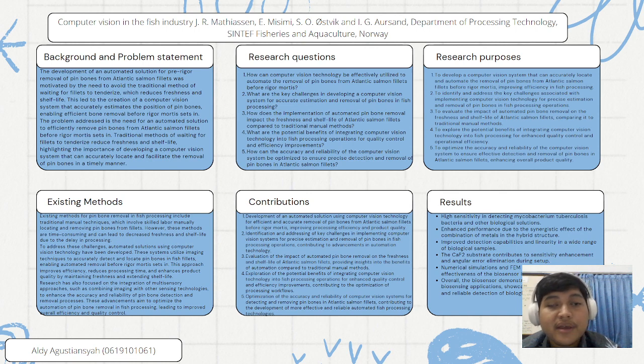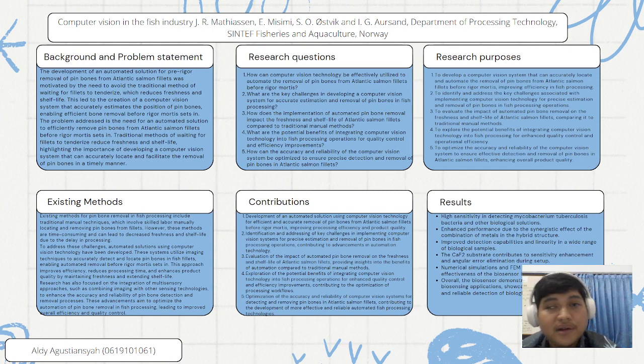The problem addressed is the need for an automated solution to effectively remove pin bones from Atlantic salmon fillets before rigor mortis sets in. The traditional method of waiting for fillets to tenderize reduces freshness and shelf life, highlighting the importance of developing a computer vision system that can accurately locate and facilitate the removal of pin bones in a timely manner. Research question.